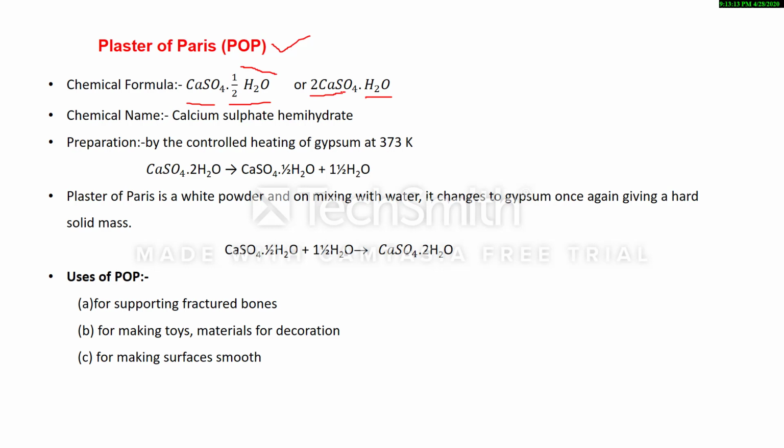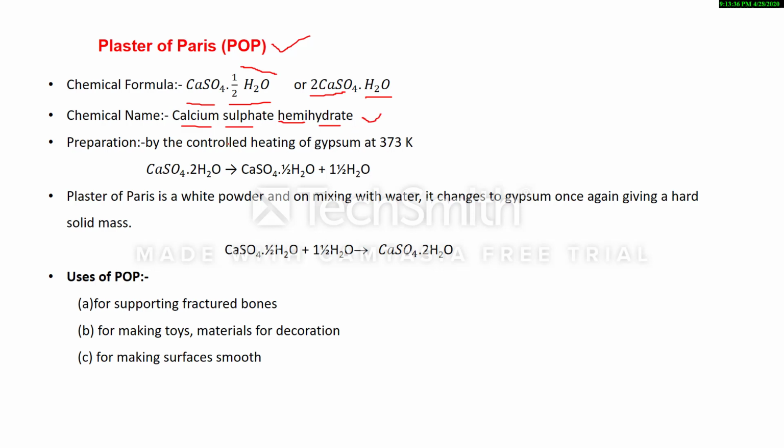That's why we can say 1 unit of calcium sulfate is associated with the half molecule of water. That's why the formula of POP is CaSO4·½H2O. What is its chemical name? This is calcium sulfate hemihydrate. Hemi comes from half. Hydrate means water. Calcium sulfate hemihydrate.